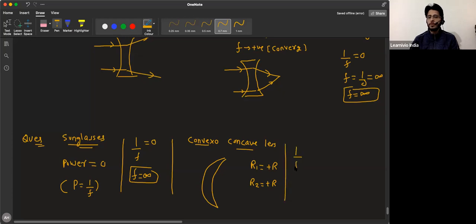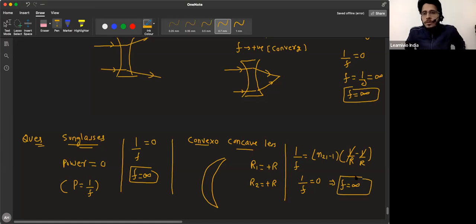So when you put this in Lensmaker formula, you get 1 by f is (n21 minus 1) times (1 by R minus 1 by R). See, this R and R will cancel out. So 1 by f is 0, so you get f equal to infinite. So lens sunglasses have infinite focal length. Infinite focal length means 0 power.